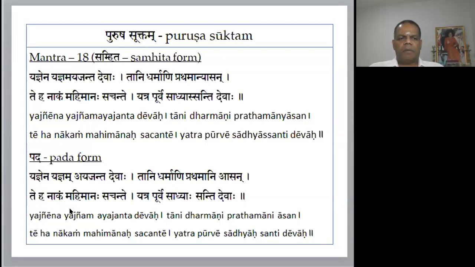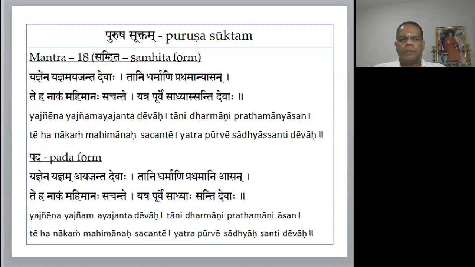Teha nakam mahimana sachante, no change. But sometimes in some books you will see a visarga there as well, and that's also because of sandhi. Yatra purve sadhya santi. This visarga in sadhyaha becomes what it is because of sandhi. So sadhyaha santi becomes sadhya santi. Devaha.